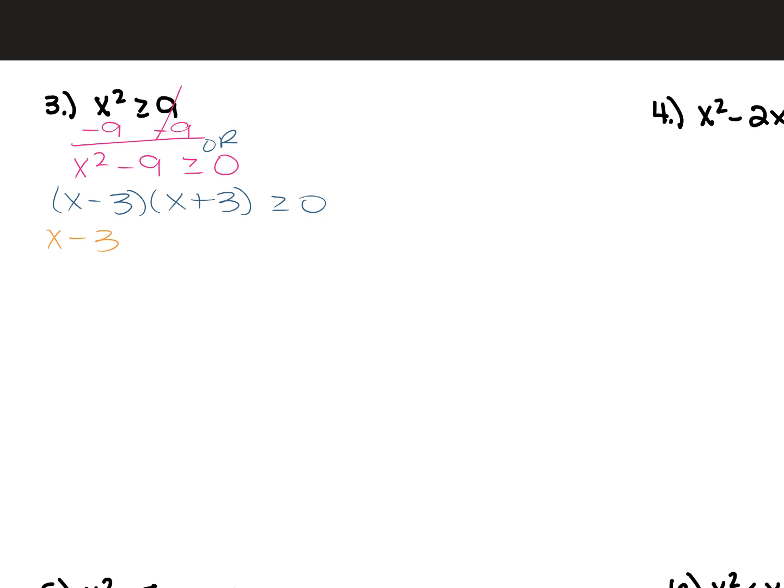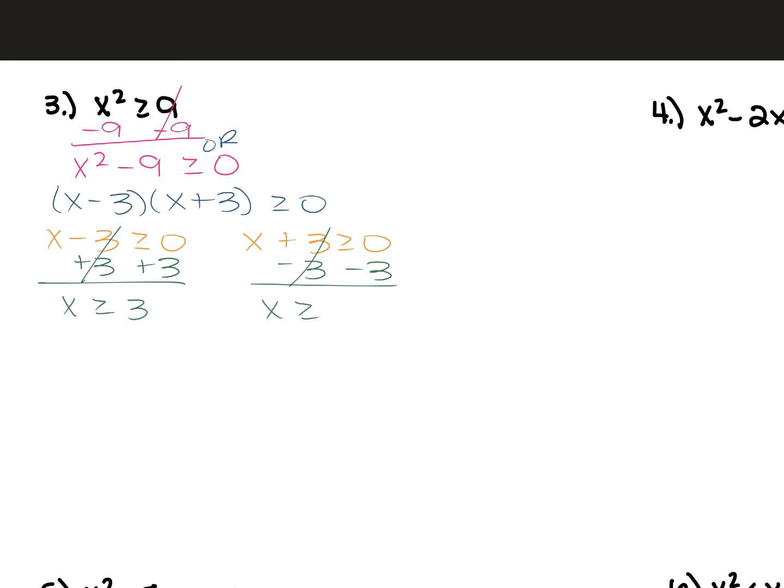This then simplifies to be x minus 3 is greater than or equal to 0, and x plus 3 is greater than or equal to 0. Move your -3 over by adding it to both sides. So that's x is greater than or equal to 3. Move your 3 over by subtracting it from each side. So x is greater than or equal to -3.